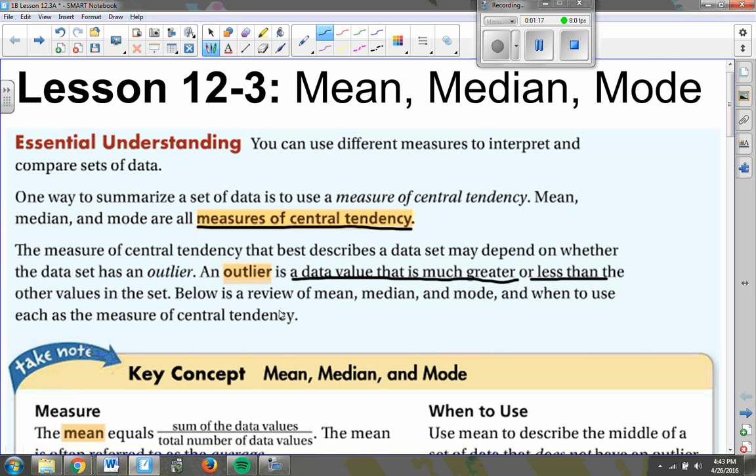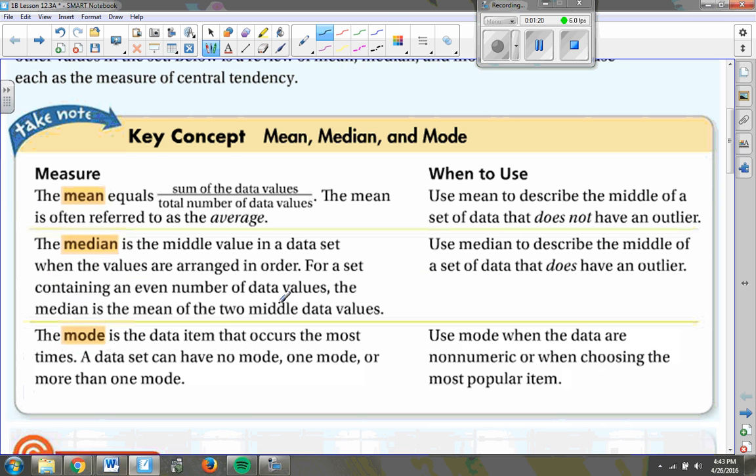So here we have a table that sort of summarizes what each of these 3 terms, mean, median, and mode, means, and when we should use it. The mean is the one that involves the most math. It equals the sum of the data values, meaning we add up all the data values, and then we divide by the total number of data values. We use the mean to describe the middle when the data does not have an outlier.